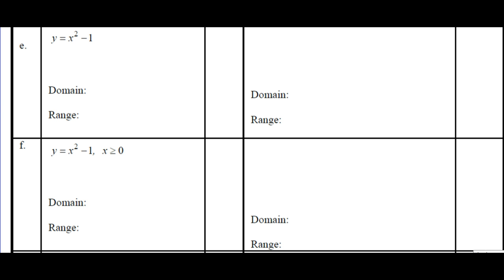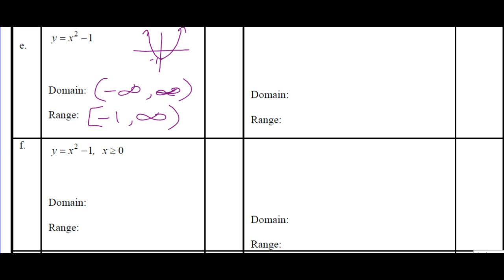Describe it in words. X squared minus what? It's a parabola shifted down 1 unit. So it's just a basic parabola. It hasn't been stretched or anything like that. So it just looks like this. That's negative 1. What's the domain of every parabola? Okay, what's the range? Which now allows me to go over here and do this.